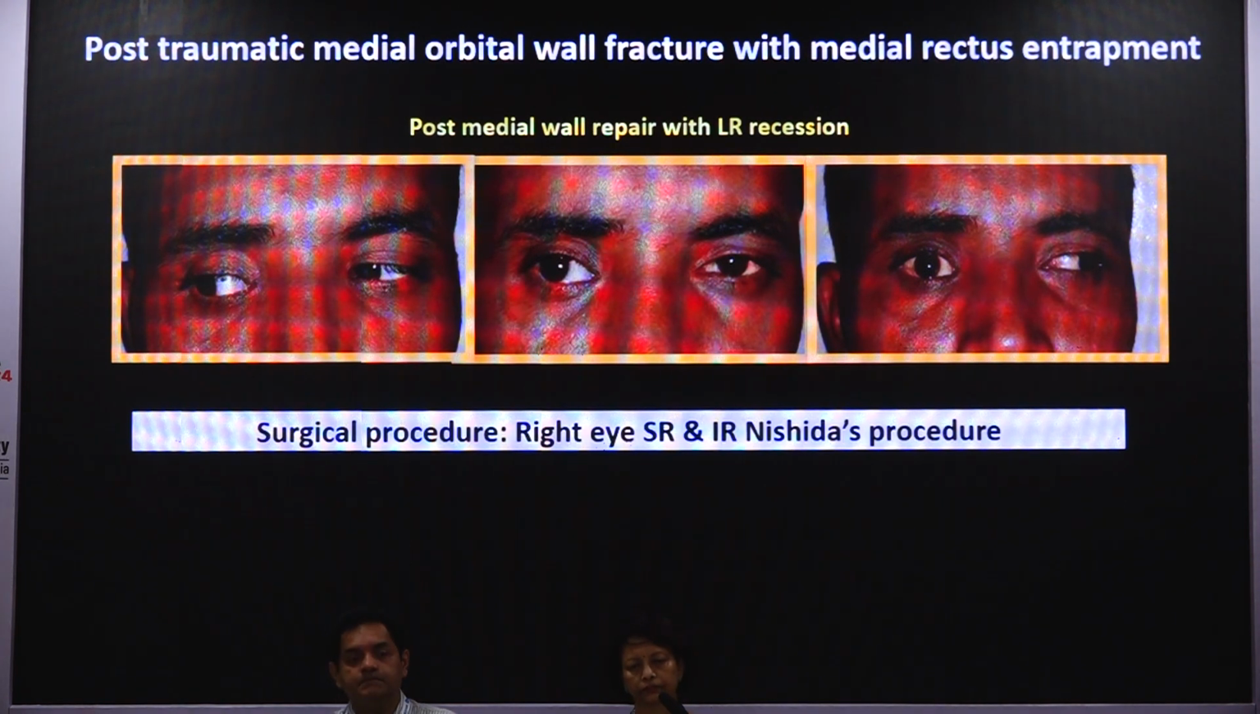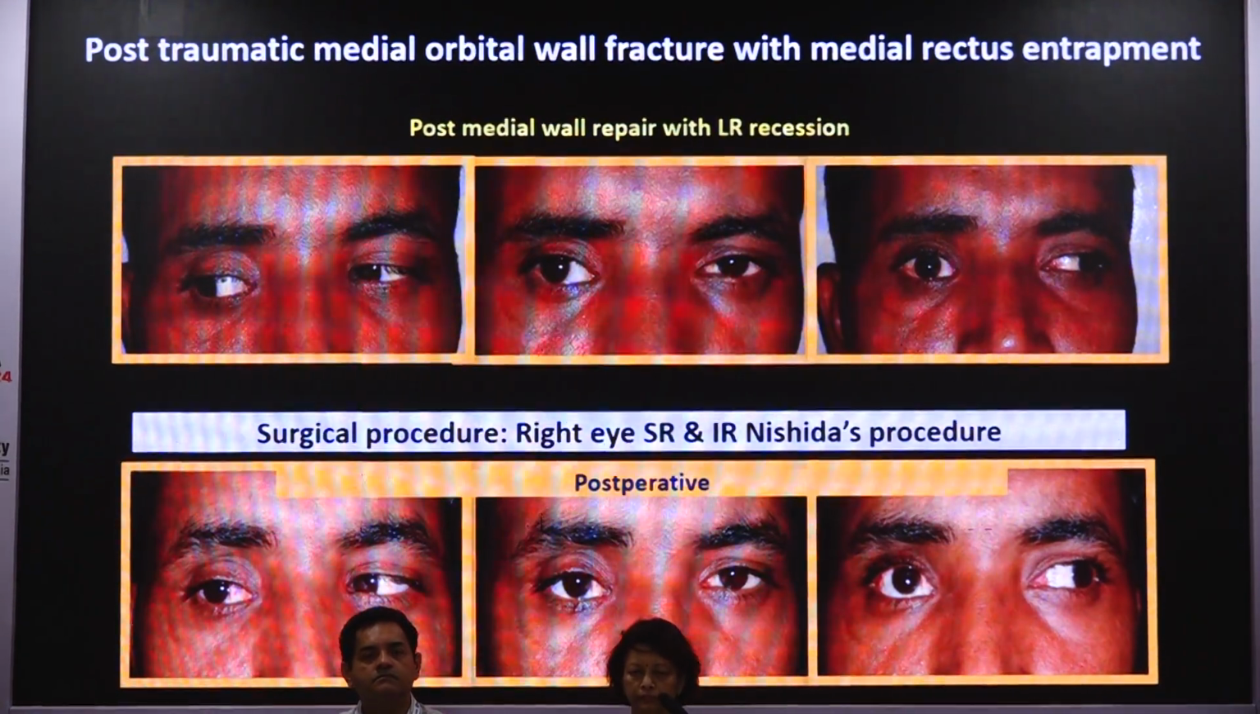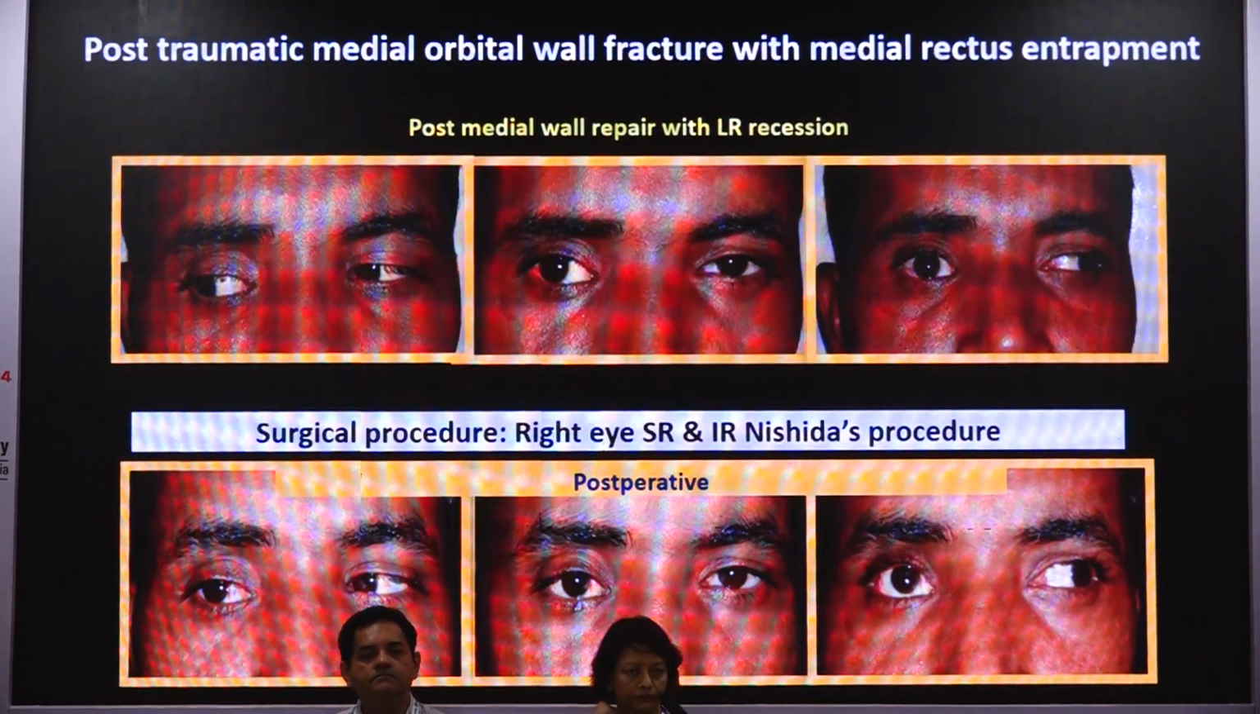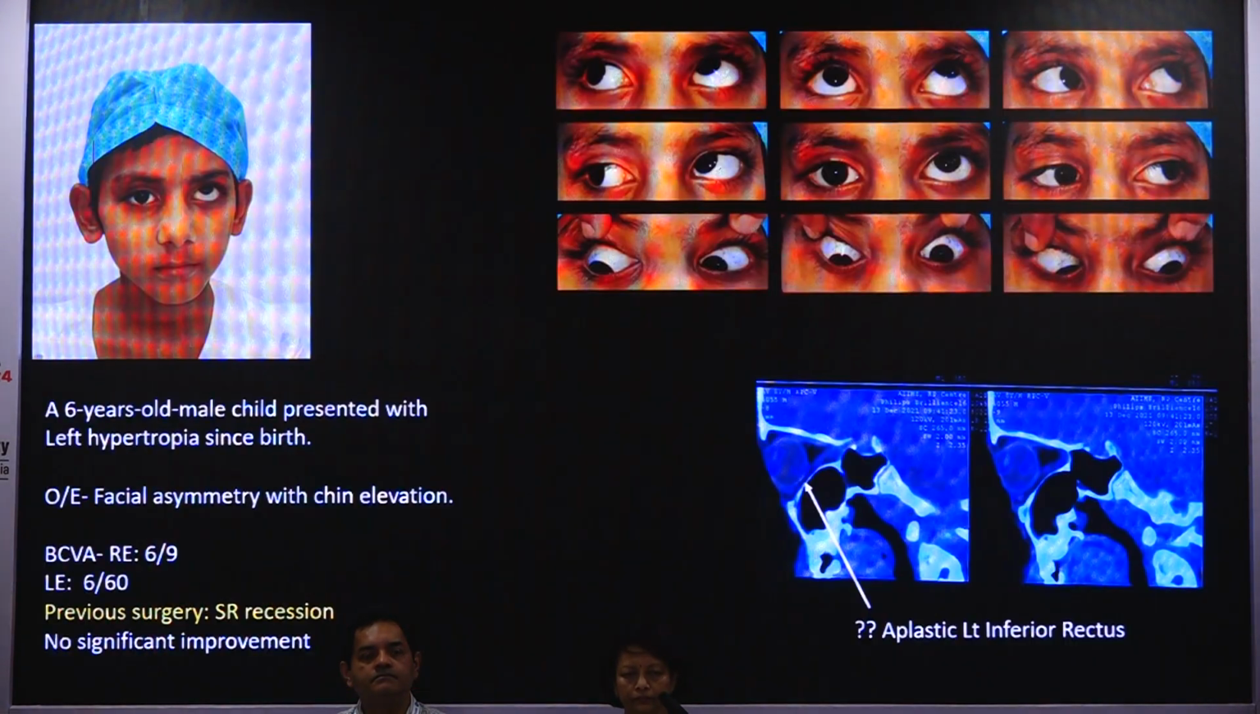We did the superior rectus and the inferior rectus Nishida procedure to shift it as much as possible towards the medial rectus, and you can see great effect. Not so much great as far as adduction is concerned, but great primary gaze alignment. This was a patient who had good vision, so at least he was diplopia free in the primary gaze.